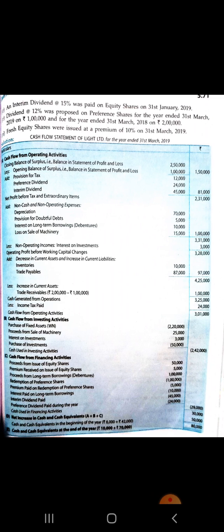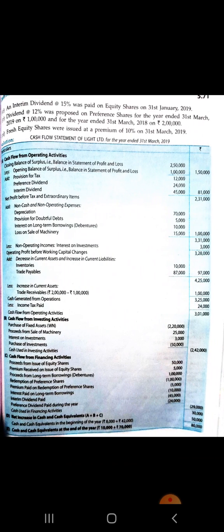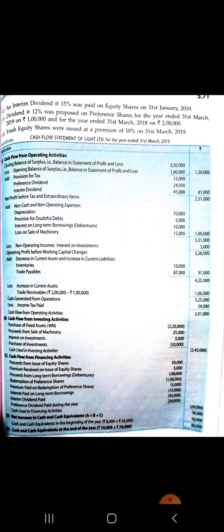Net profit before tax and extraordinary items 2 lakh 31,000. Next, items added, depreciation. Depreciation is given, that is 70,000. Adjustment number 2, 70,000. Then provision for doubtful debts. Notes to accounts. Note number 4, trade receivable. Under trade receivable, second item, provision for doubtful debts. Previous year's amount 10,000. Current year's amount 15,000. That means provision increased by rupees 5,000. Increase in provision added to net profit before tax and extraordinary items.